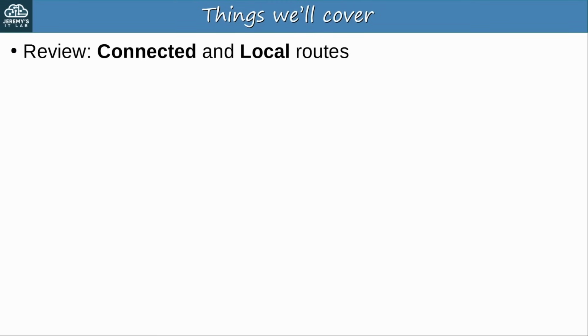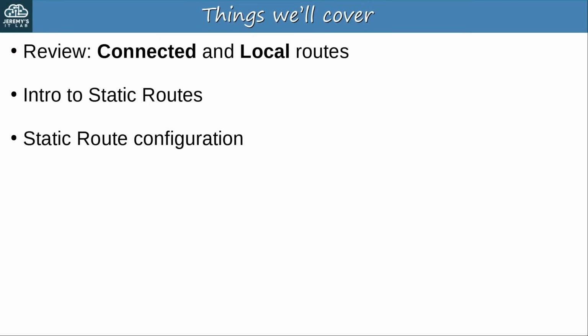Here's what we'll cover in this video. First, we'll briefly review connected and local routes, while looking at the rest of the network topology I introduced in the last video. Then I will introduce static routes, and how we can use them to instruct routers about how to forward packets. And of course, we'll see how to configure static routes in the CLI of Cisco routers. Unlike connected and local routes, static routes are not automatically added to the routing table, and must be manually configured. Finally, I will also explain the concept of default routes.